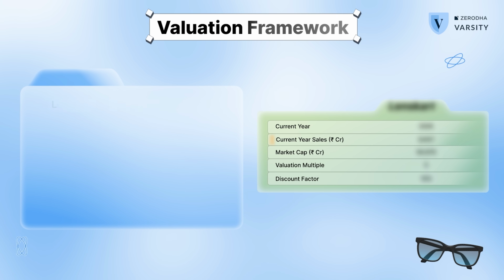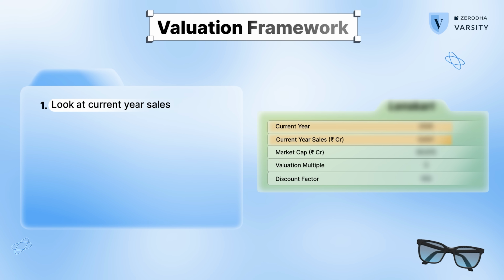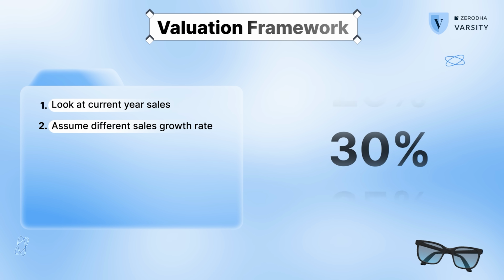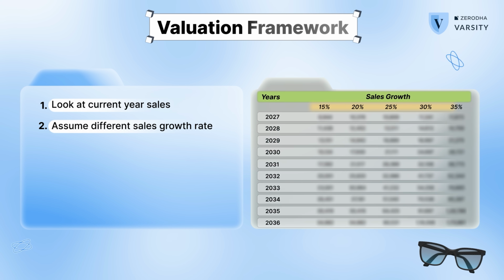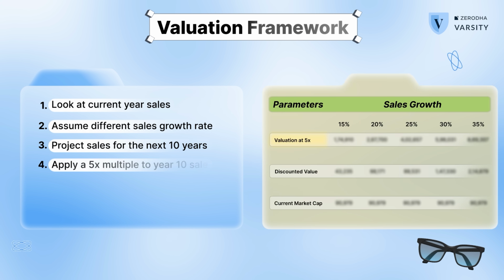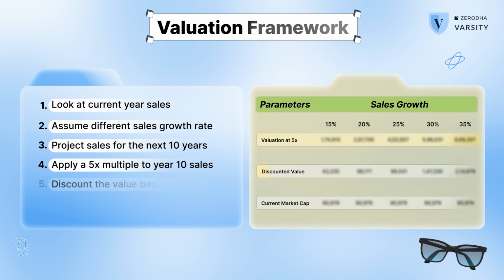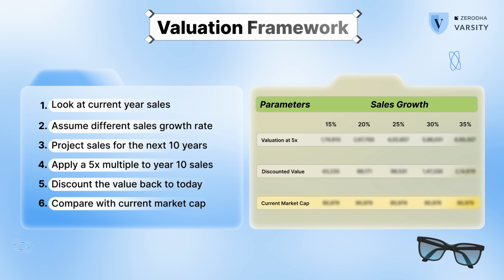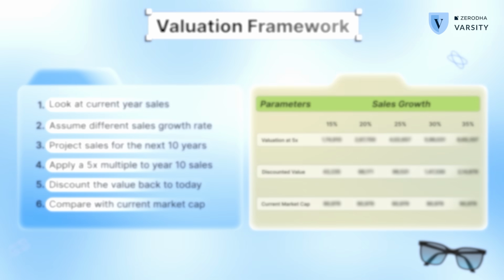Broadly speaking, we take the sales number from the current year, assume different growth rate for the sales number. For each assumed growth rate, we will project for the next 10 years, take the 10th year sales number, assign a simple 5x multiple, discount it back to today's terms, compare with market cap, and discount the value and get a sense of how the company is valued today. I understand this may seem confusing, but we'll go through it step by step.